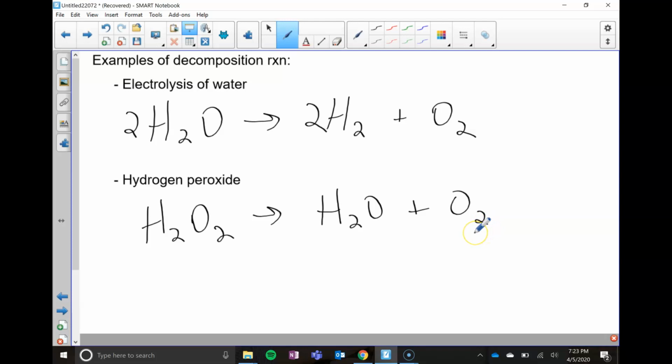If we were to balance this equation, it's a little trickier here. We've got 2 oxygens on this side, and we actually got 3 oxygens on this side. So I'm going to try to put a 2 here and see what happens. Now I've got 4 oxygens total on this right side. I've got 2 over here, so I'm going to put a 2 there. Now I've fixed my oxygens, and 4 hydrogens, everybody's good. So that's decomposition.